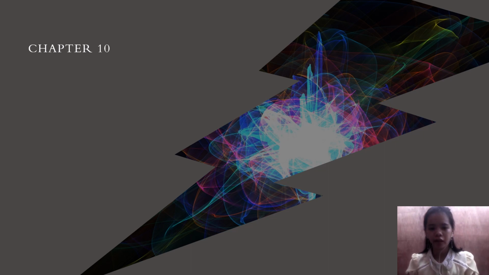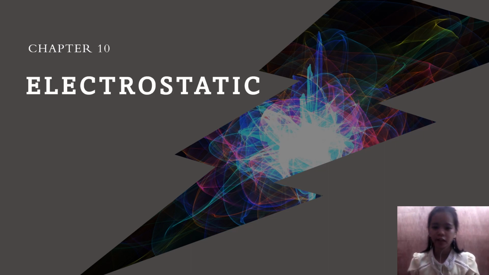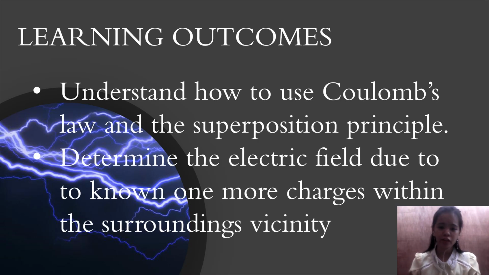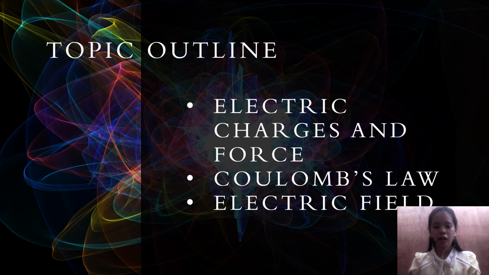Chapter 10, Electrostatics. So, learning outcomes: understand how to use Coulomb's law and the superposition principle, and determine the electric field due to known quantized charges within the surrounding vicinity. The topic outline is electric charges and force, Coulomb's law, and electric field.